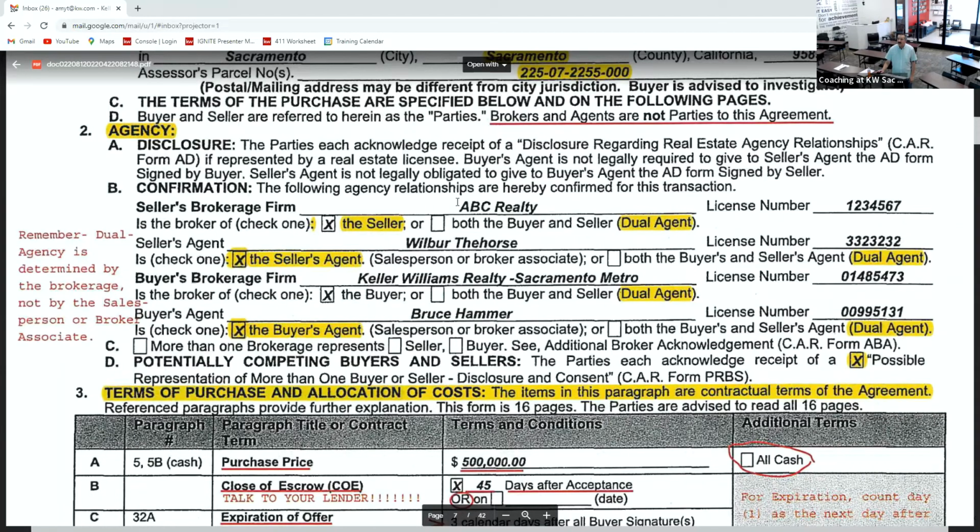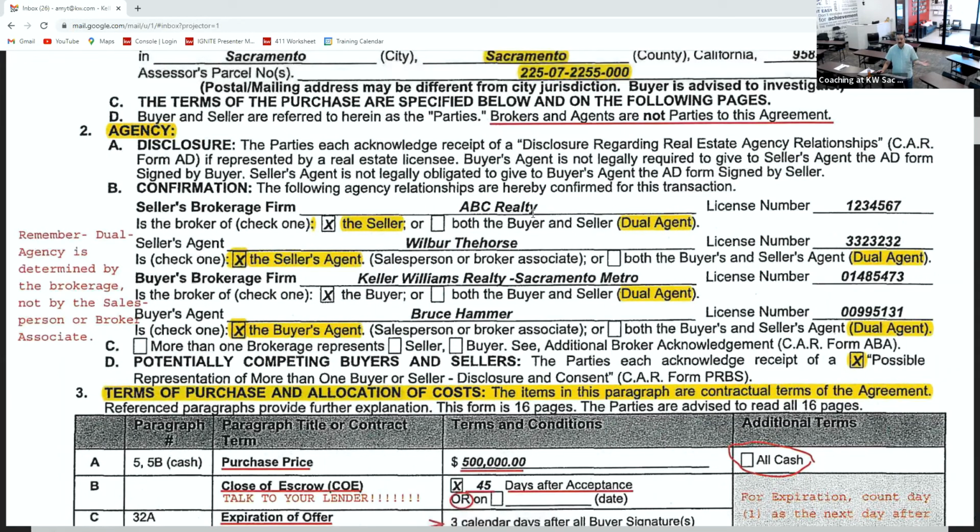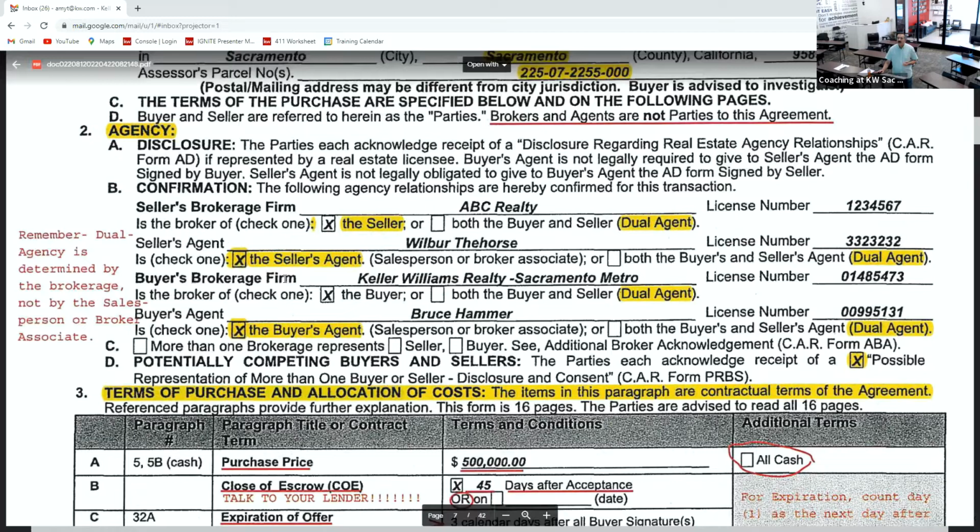If ABC Realty were the brokerage on both the buying and the listing side, you would put both. Instead of checking the seller's agent, you would check both the buyer and seller's agent as dual agents. Same thing down on the buyer's brokerage firm, same type of thing here.